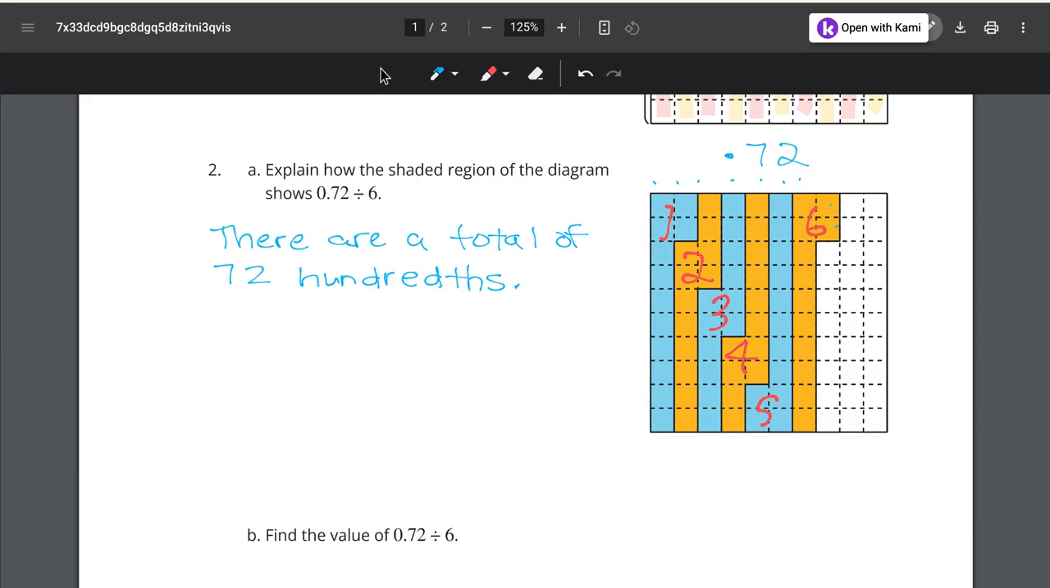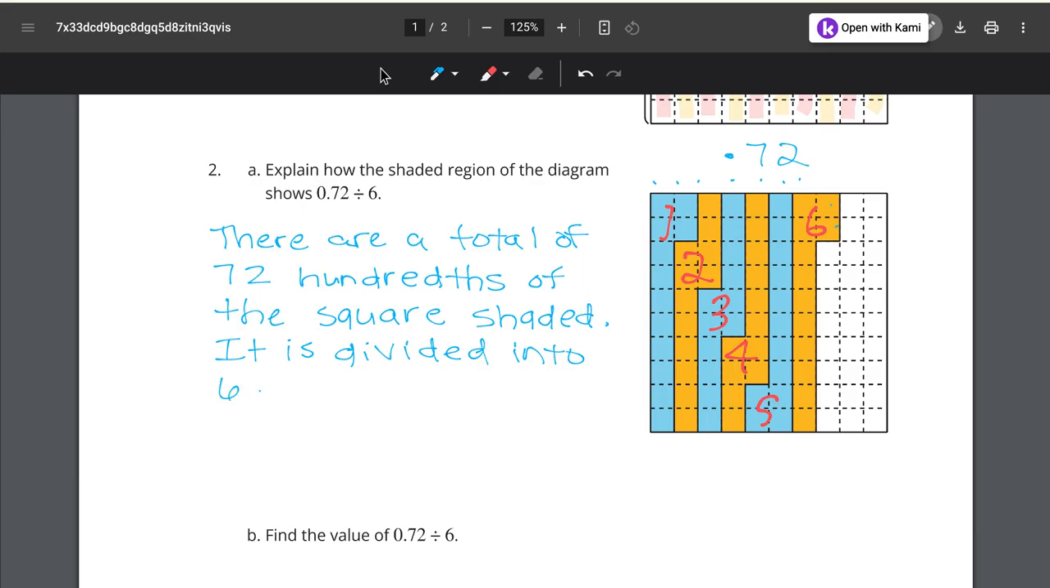And you know what? I'm actually not going to put a period here. I am going to be very precise and say 72 hundredths of the square shaded, right? That way I am saying exactly how we see that in the diagram, because that diagram represents one whole, and I am seeing 72 hundredths of the square shaded, right? Now I'm going to say it is divided into 6 equal parts.